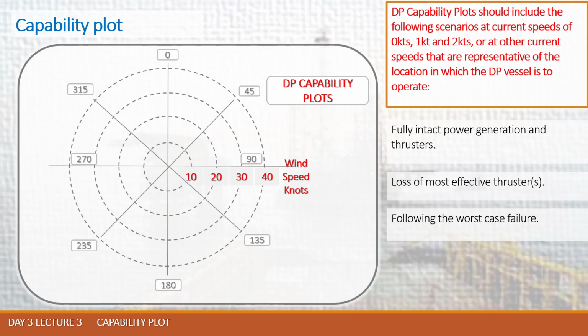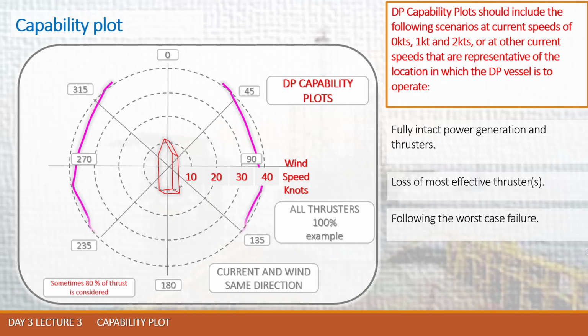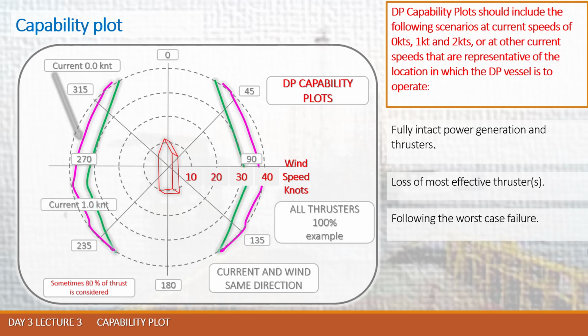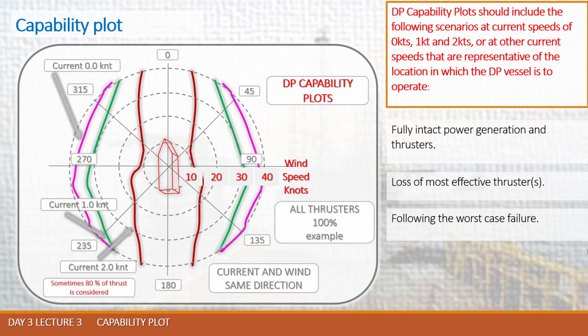So I have three typical cases here, you see, for the current 0, for the current 1 knot and current 2 knots. And in my case, all thrusters are working okay. I have 100% all thrusters normally operational. You have to bear in mind that sometimes 80% of thrust is considered on the diagrams in capability plots. Then, this is a relative diagram.